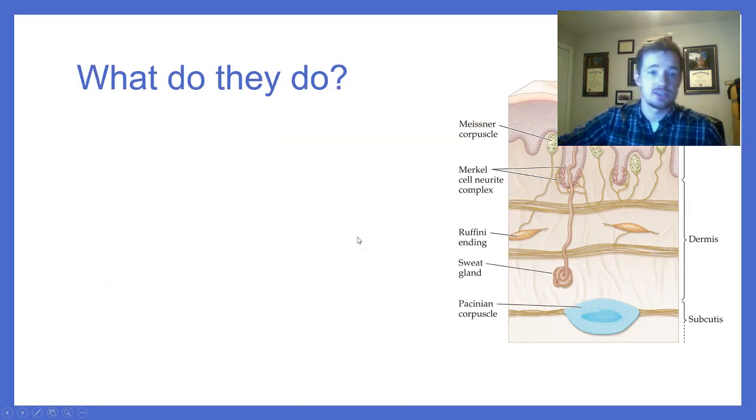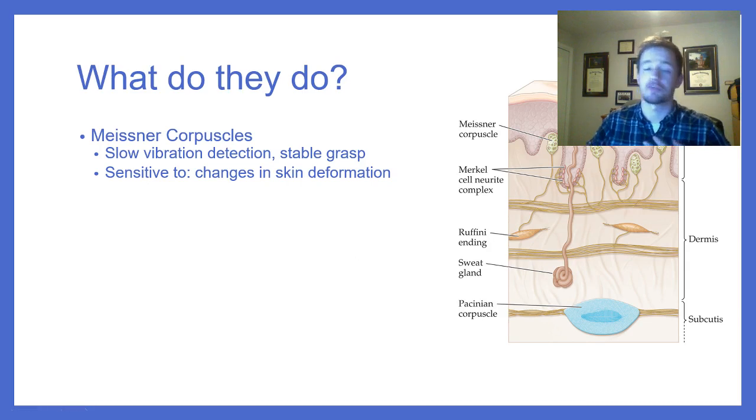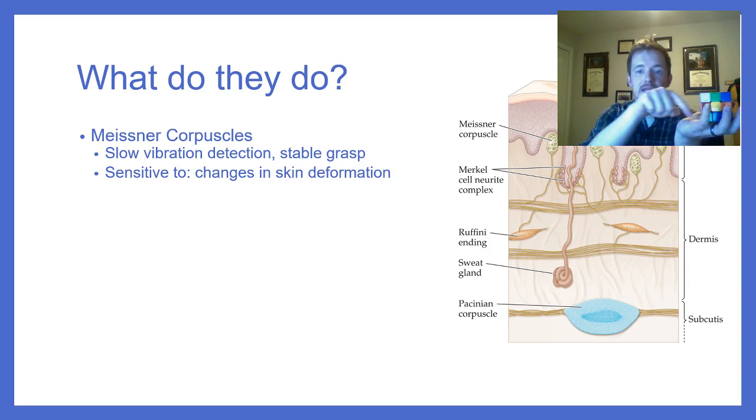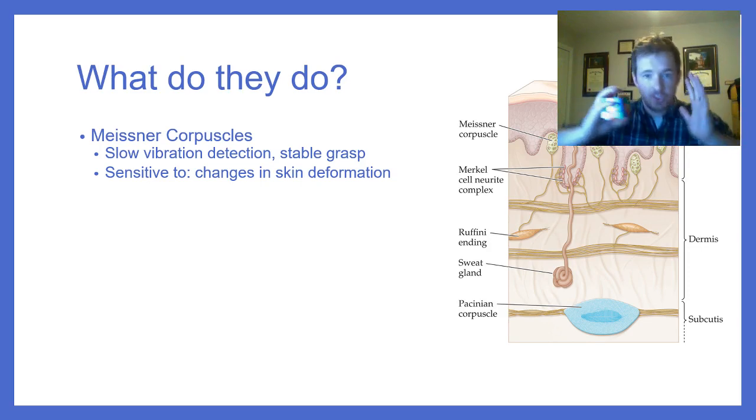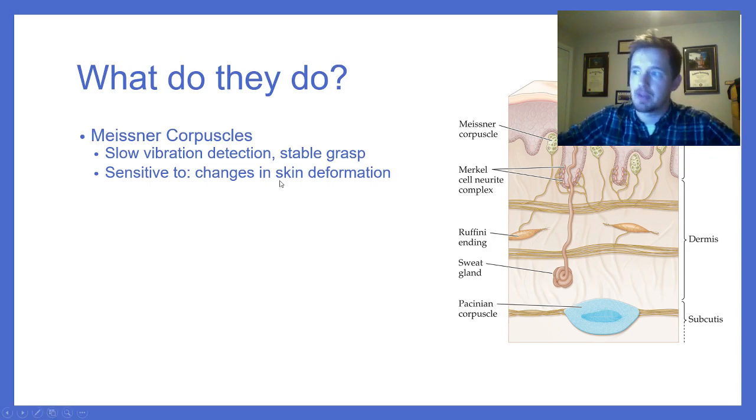So what is it that these things do? The Meissner corpuscle is responsible for vibration detection and for holding things steadily, and so they're sensitive to skin deformation. What does that mean? Basically, if you were to hold something in your hand, for example, you know that you're holding it because, in this case, this Rubik's Cube, the flat surface is pressing up against the palm of my hand. The way that I know that is because it's pushing up against those cells and deforming them. It's basically squeezing those cells, and when they squeeze those cells, they're firing more quickly. So those are the Meissner corpuscles.